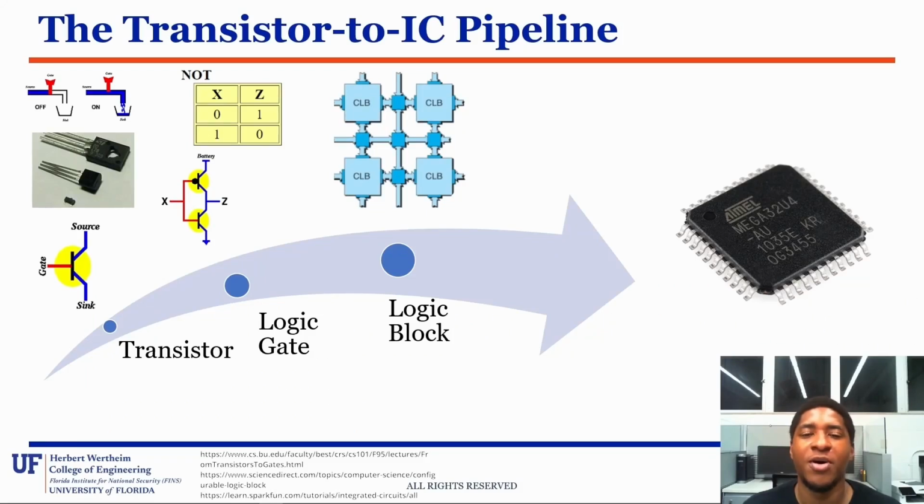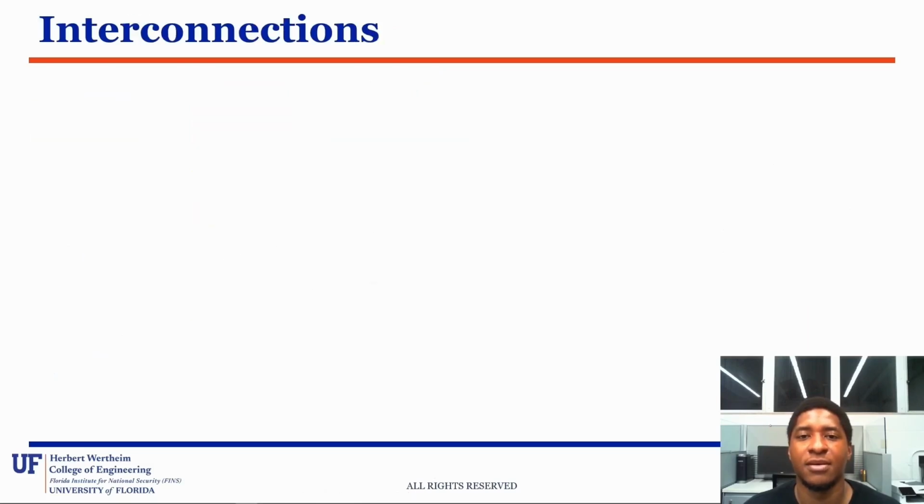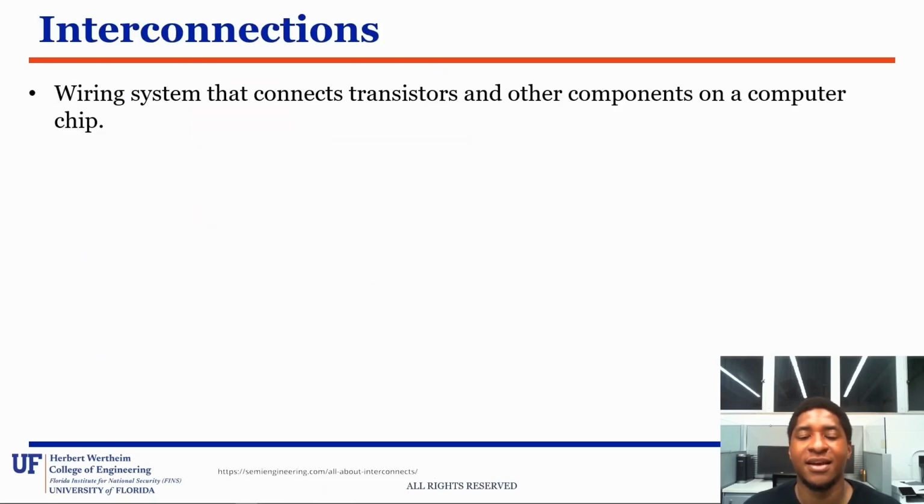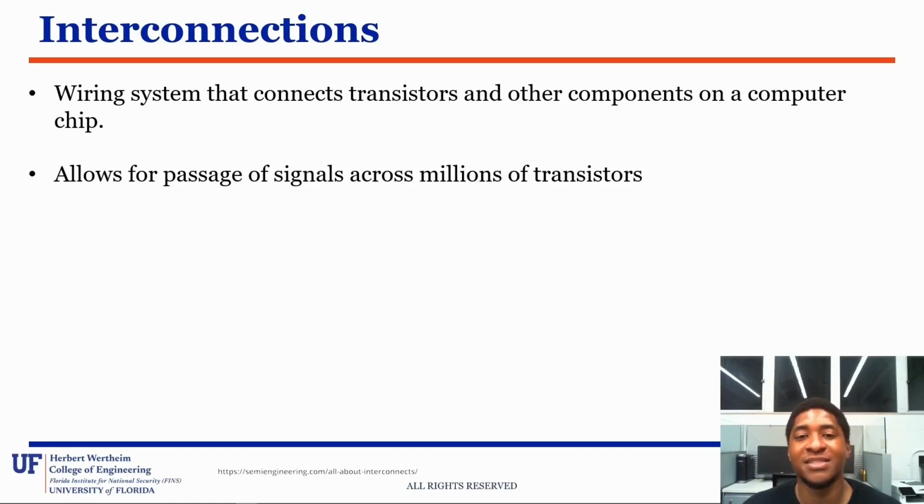Now that we know our single unit, let's delve into our interconnections. Our interconnections are the wiring system that connects transistors and the other components on the computer chip. Interconnections are important because they allow for the passage of signals across millions of transistors.